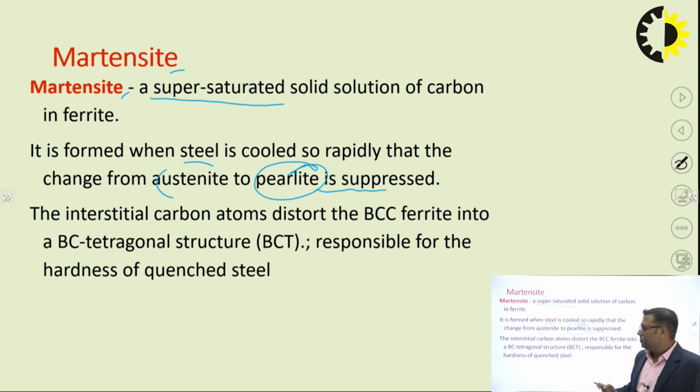The interstitial carbon atoms distort the BCC ferrite into a BC tetragonal structure, which is responsible for the hardness of the quenched steel. As the quenching is done in order to form the martensite structure, the hardness of this type of phase is very high.